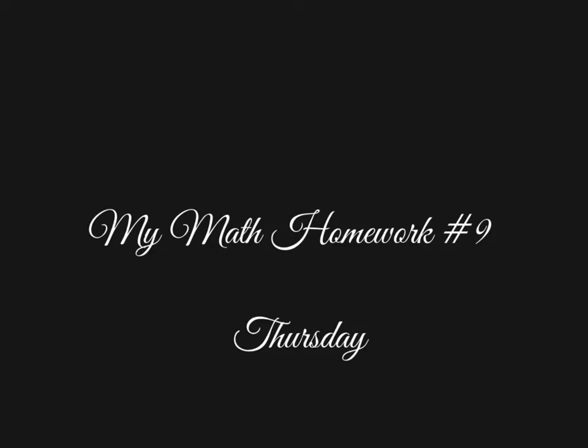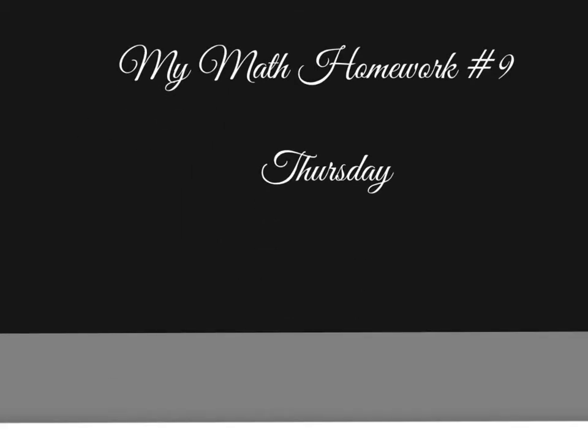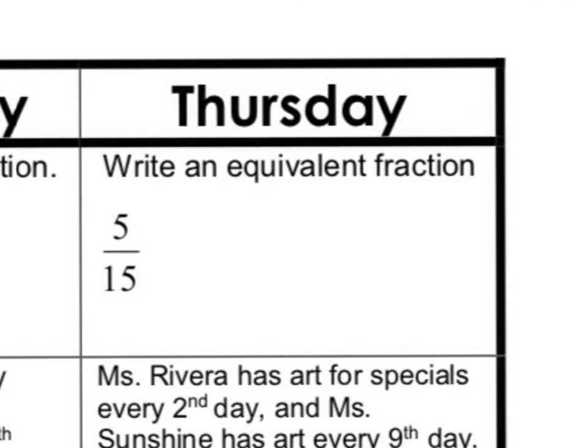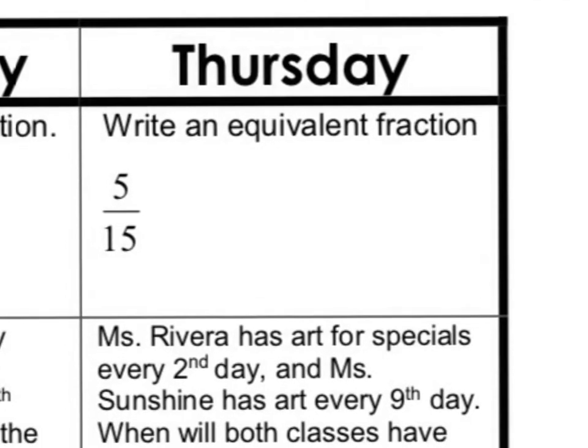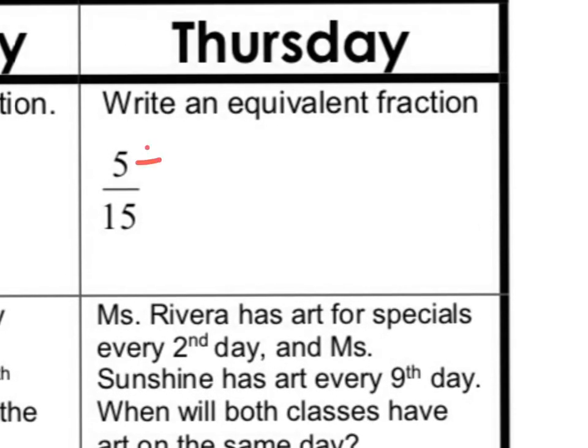This is my math homework number 9, Thursday. For the very first one, it says write an equivalent fraction. So what we can do is divide both the numerator and your denominator by the same number, which is going to be the number 5. And 5 divided by 5 is 1. And 15 divided by 5 would be 3. So 5/15 and 1/3 are equivalent.